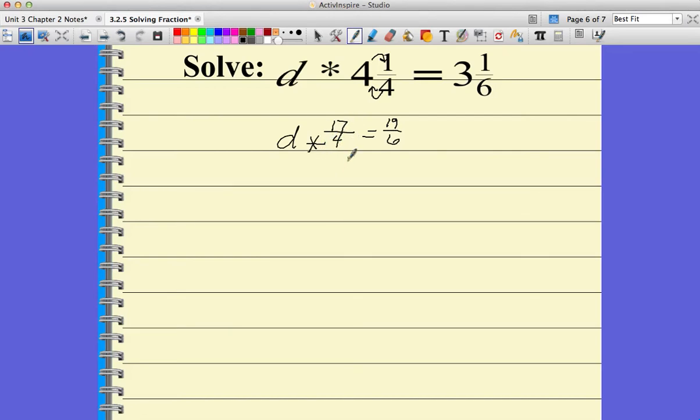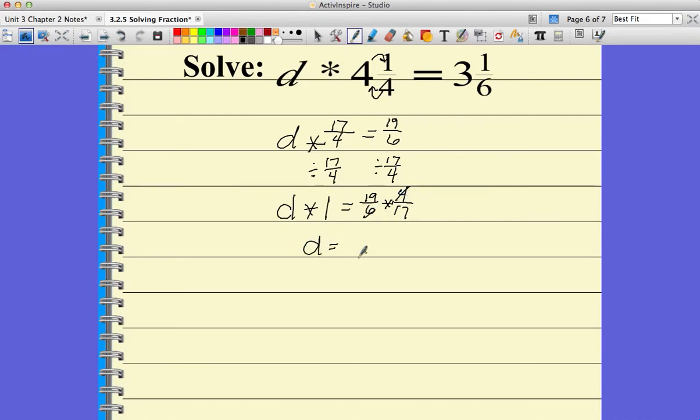When I multiply fractions, or when I divide fractions, I end up multiplying by the reciprocal. So when I divide by 17/4, I divide by 17/4 over here as well. But now this becomes d times 1, okay, because these two things undo each other. But this becomes 19 over 6 times 4 over 17. We have to remember to flip that number for its reciprocal and then multiply by that reciprocal. Over here I'm left with d.